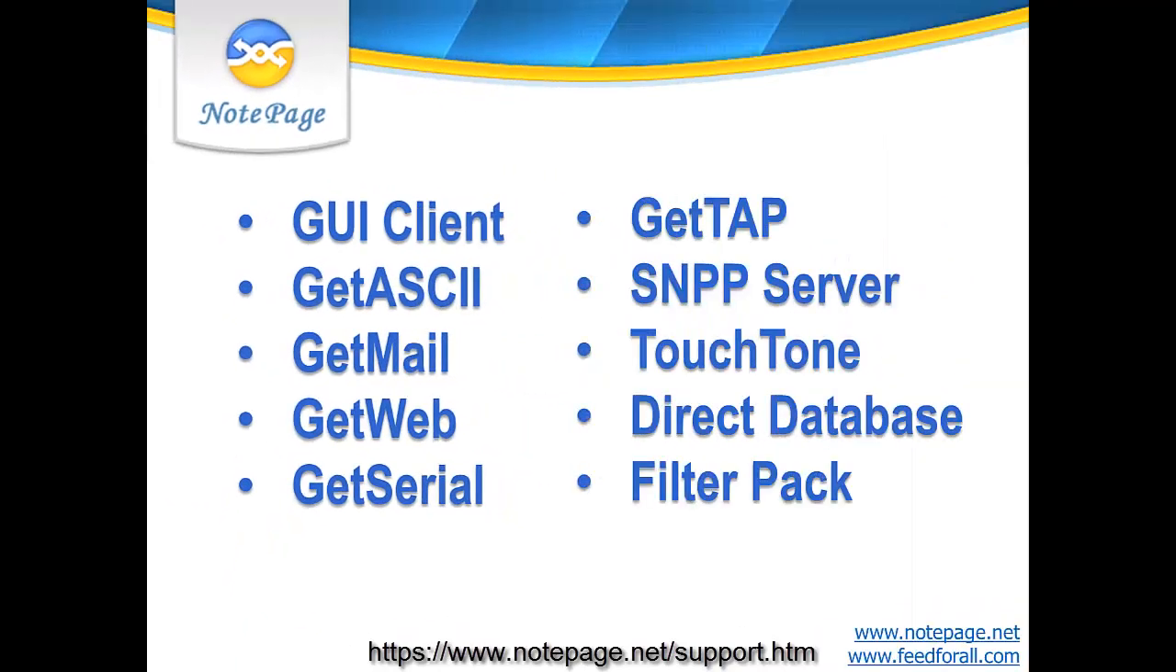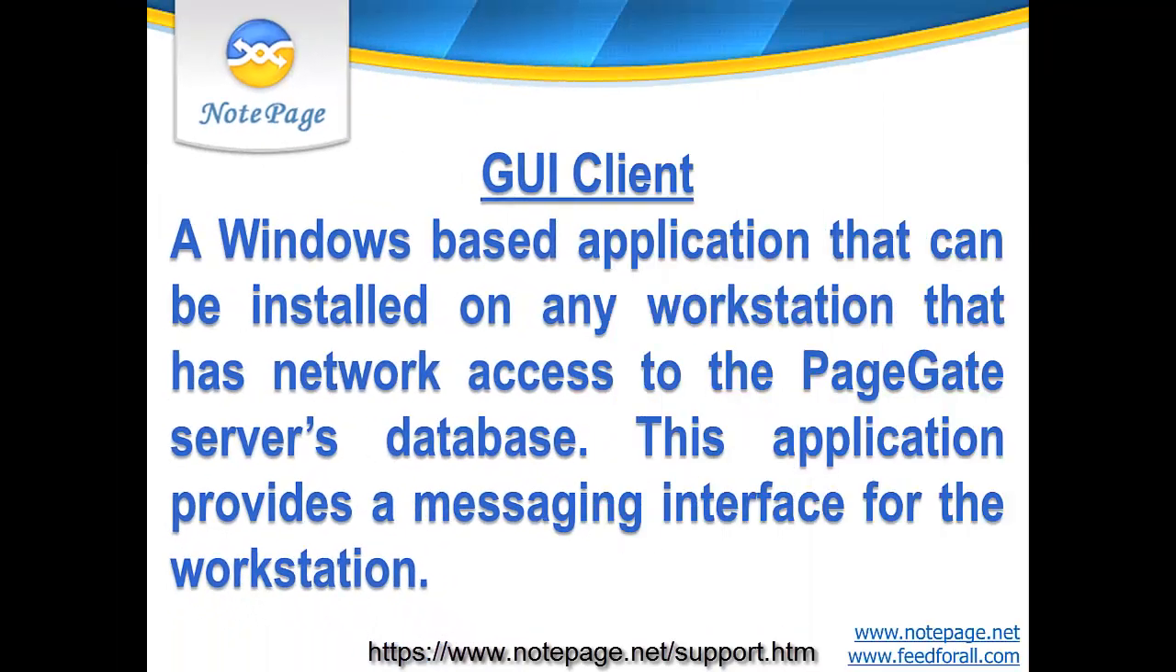In total, PageGate has 9 methods of input and an optional filter scripting system. Listed, they are the GUI client, GetASCII, GetMail, GetWeb, GetSerial, GetTap, the SNPP Server, the TouchTone Receiver, Direct Database Integration, and the Filter Pack. So first, let's start with the PageGate GUI client.